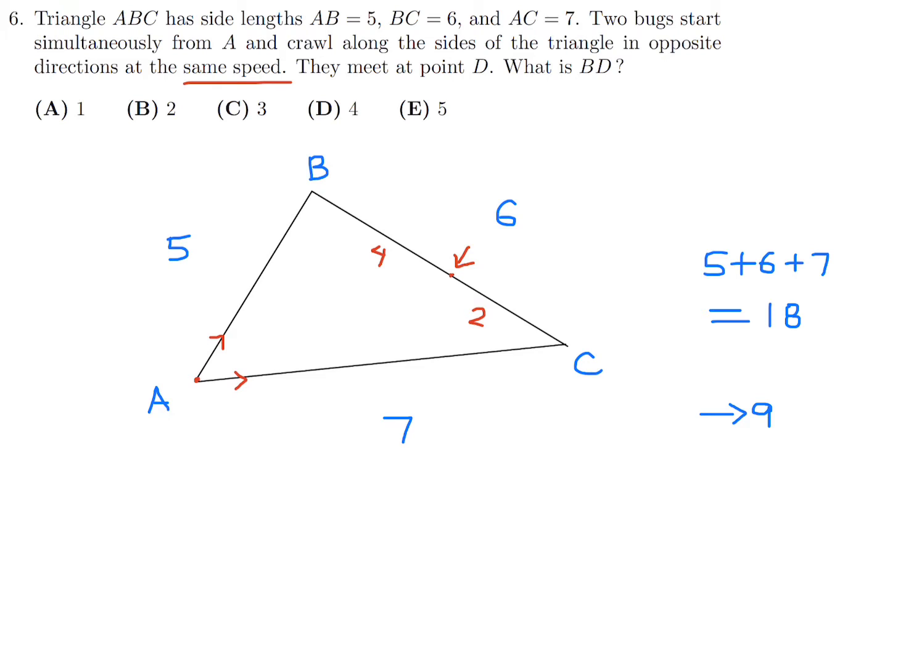So they're asking what is that distance where this is D? They want you to figure out BD. Well, BD, I just labeled as 4. So number 6, the answer is D.